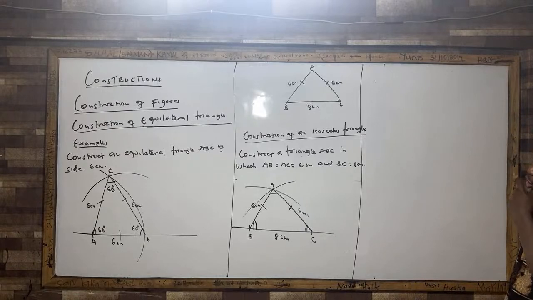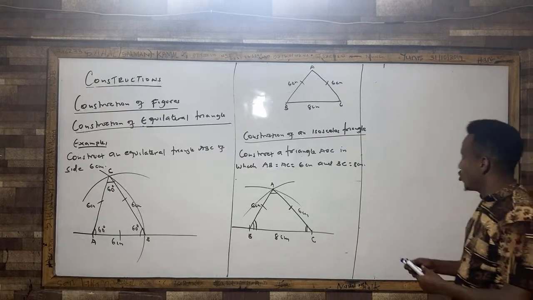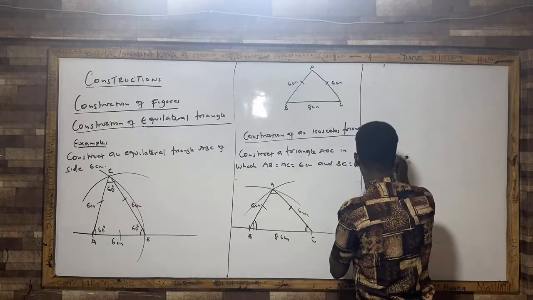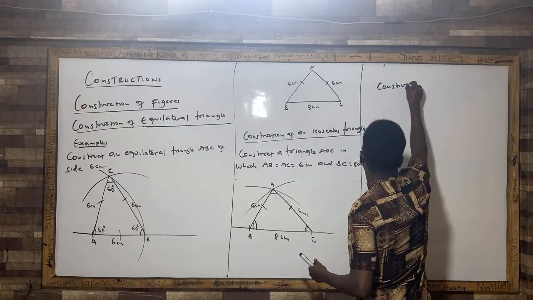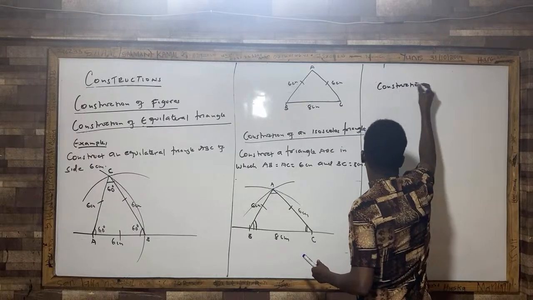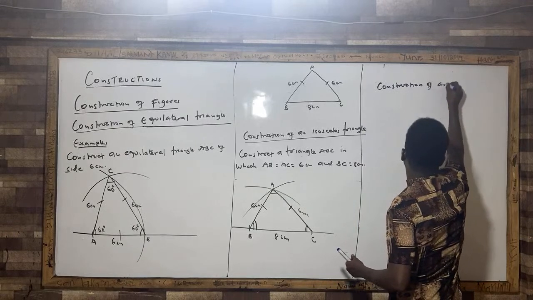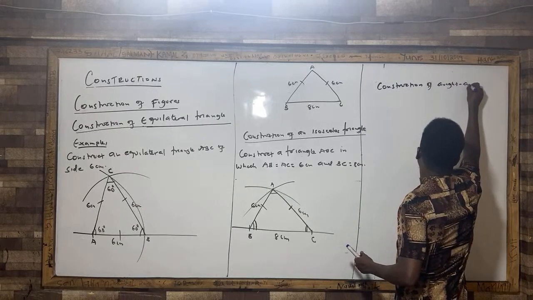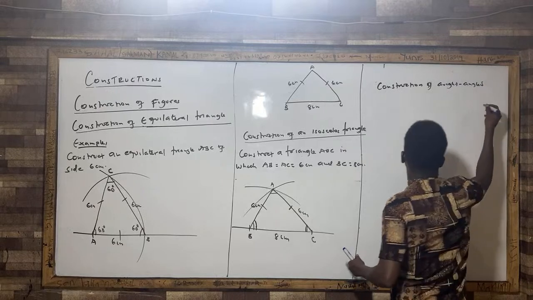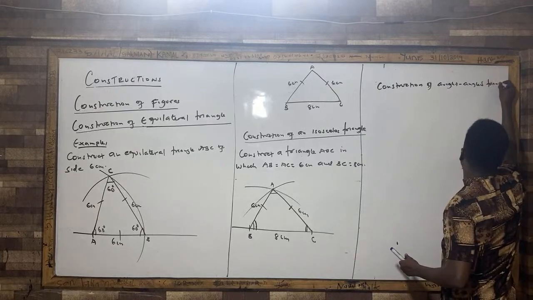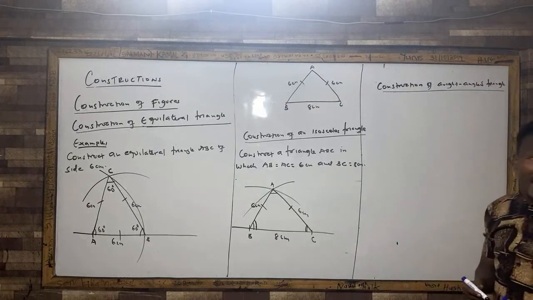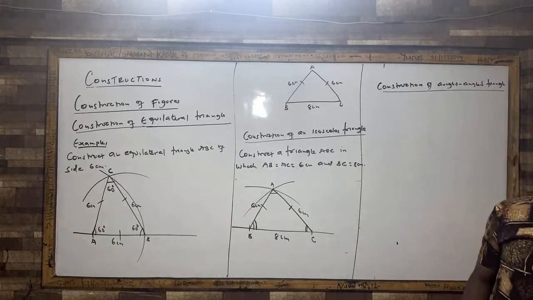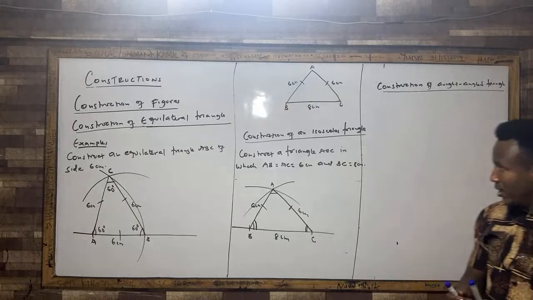Then I will proceed to where? I will proceed to right angle triangle, okay? Construction of a right angle triangle. This will be the third figure. Construction of a right angled triangle.